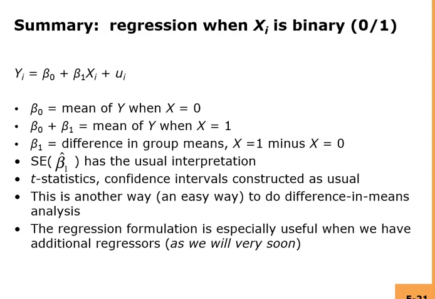So t-statistics and confidence intervals, even in the case of binary regression, will be done in the same way. And obviously, just like I said in the previous slide, this is another way to do difference in means analysis. When we are doing the difference in means analysis, we basically do a t-test for difference in means between two subsamples. And if we do a binary regression with only one variable, that is essentially what we are doing.